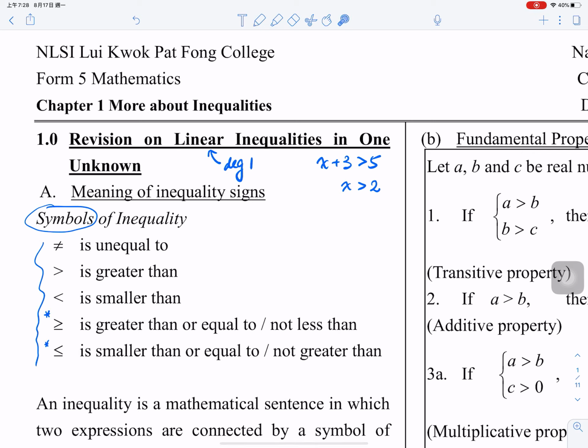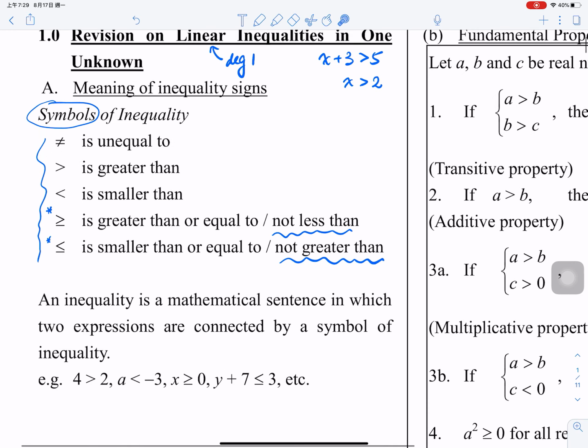This one is greater than or equal to, right? Sometimes we say that not less than, okay? That means greater than or equal to. At the same time, this symbol, smaller than or equal to, we can say as not greater than, okay? Not greater than, not less than, that means there are two. Smaller than or equal to, so not greater than. Greater than or equal to, that means not less than.